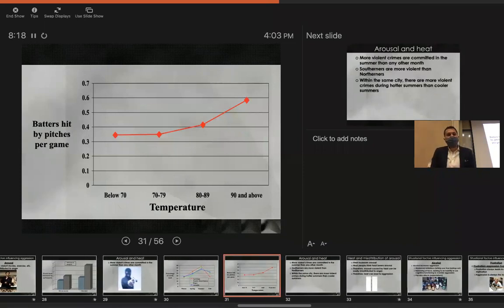This is a study that I think is kind of interesting that looked at baseball games. What they did is they looked at the likelihood that a pitcher would hit a batter with a pitch as a function of the temperature outside. And you can see that in games that are played when it's hotter, there is a greater likelihood that the pitcher would hit the batter with a pitch. So the idea is that when it's hotter outside, the pitchers get angrier, and that anger translates into them aiming for the batter more.